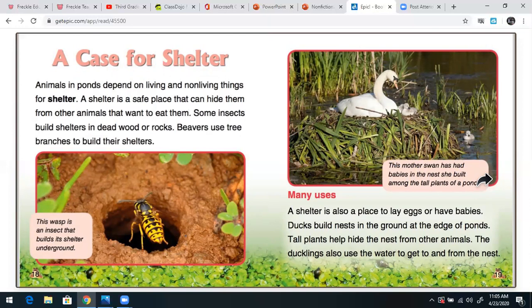So here's an example of main idea in detail. The main idea of this page is about shelters, and then it gives you some specific examples.